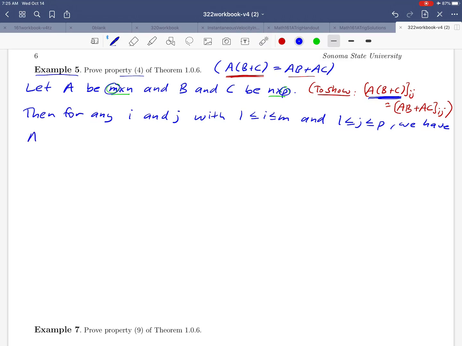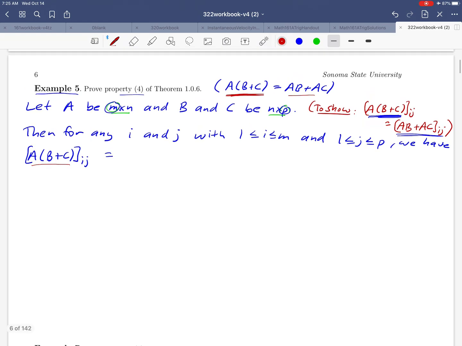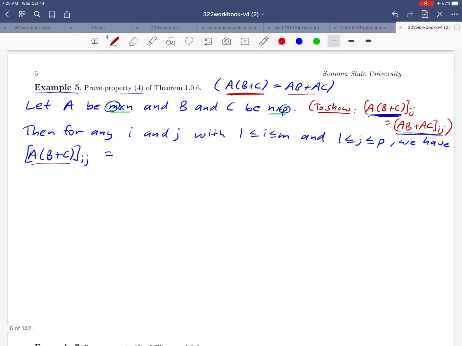Look at the entry in the matrix A times B plus C, in particular, the entry in the ith row and the jth column. Okay, and what we're hoping is that we can show that that's equal to this over here. All right, well, let's start by thinking about what would this be equal to? Okay, well, we're taking the matrix A and multiplying it times B plus C, so we need to think back to the definition of matrix multiplication. I'm going to sneak that in at the top of the page here.